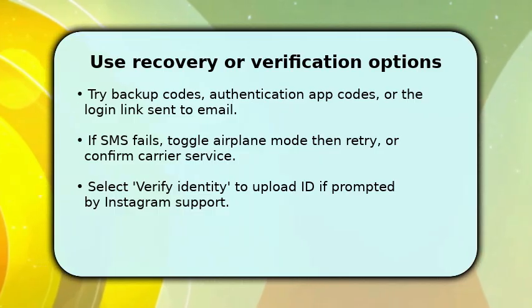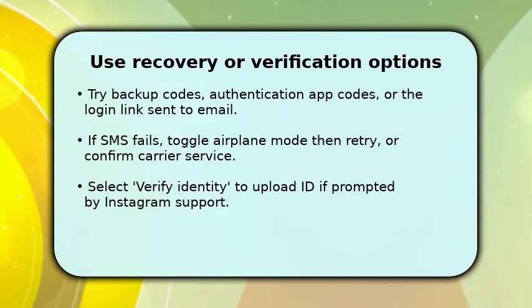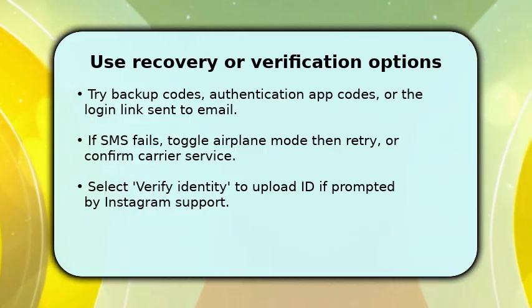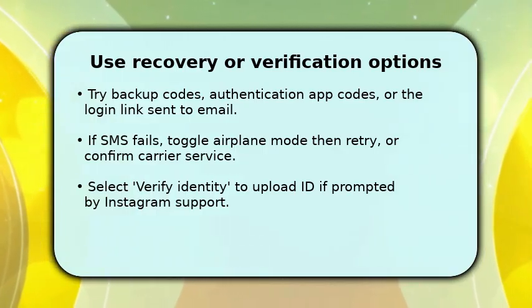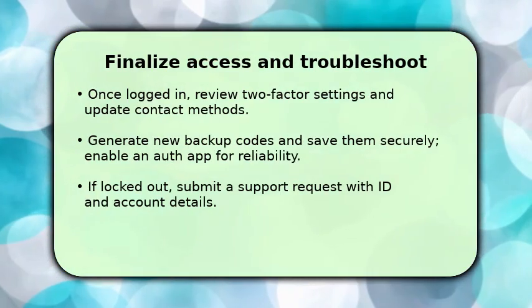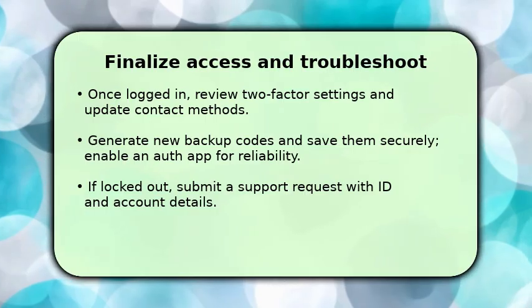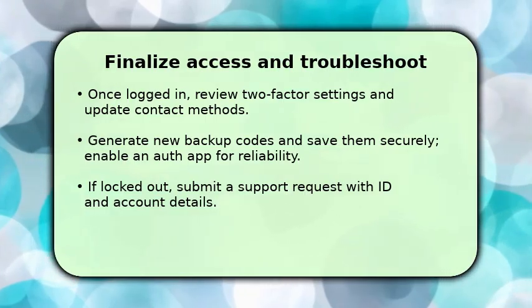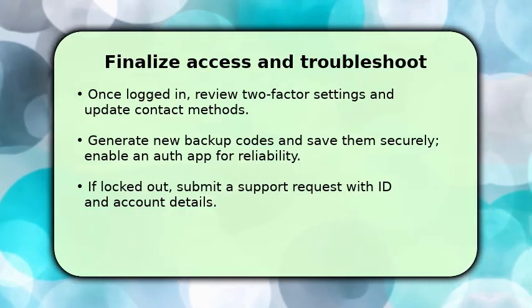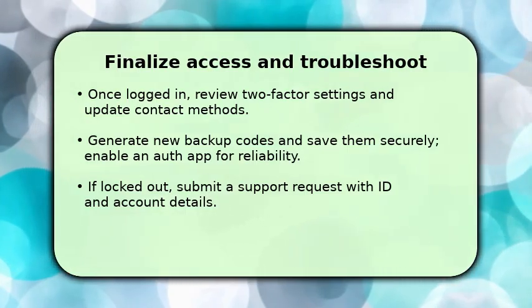If Instagram prompts identity verification, follow the on-screen flow to upload a photo ID. This proves ownership and lets support restore access. After you regain access, complete a security check. Remove old 2FA devices, add a reliable authentication app, and generate fresh backup codes to store offline. Make sure to update your email and phone so future codes arrive properly.